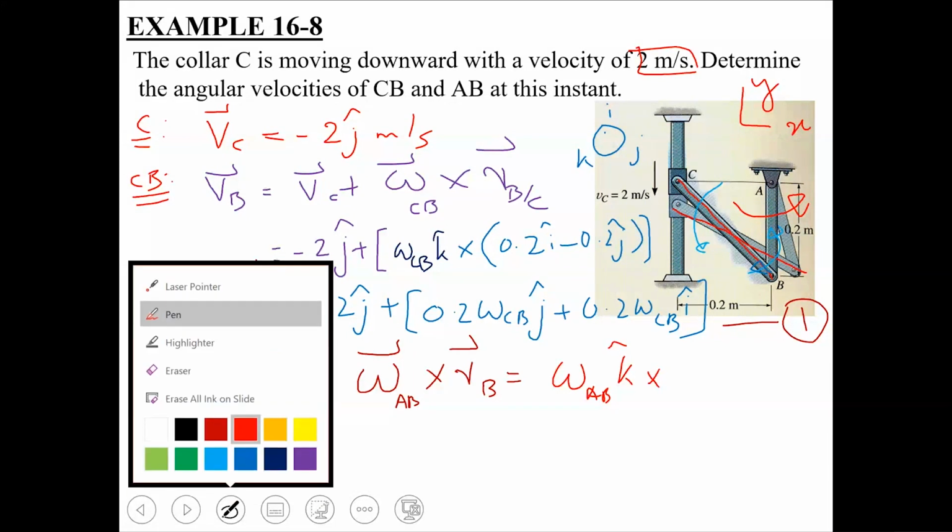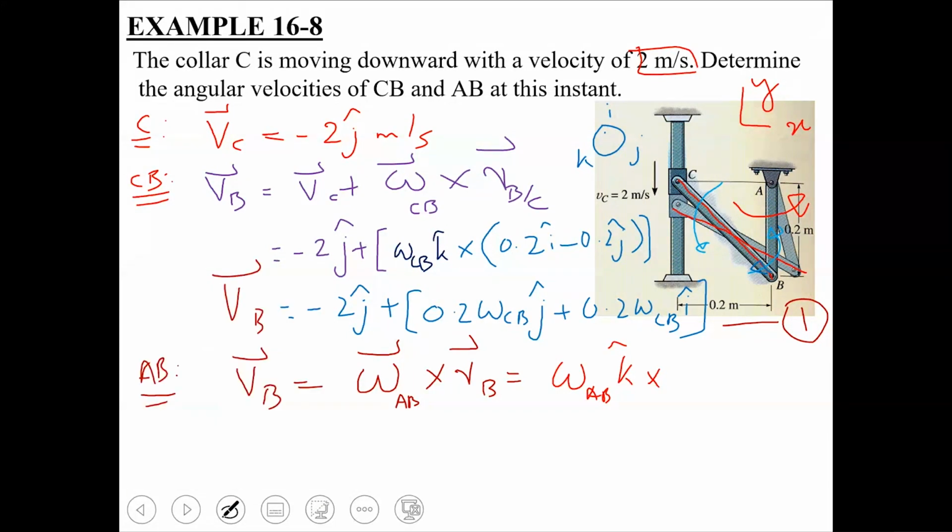Okay, what about this vector RB, the absolute position of B with respect to the ground A? What is this vector? Negative 0.2 J. Yeah, so this vector is being directed towards the negative y-axis. It has a magnitude of 0.2, so you can write it as minus 0.2 j.